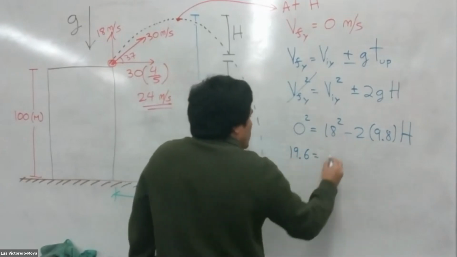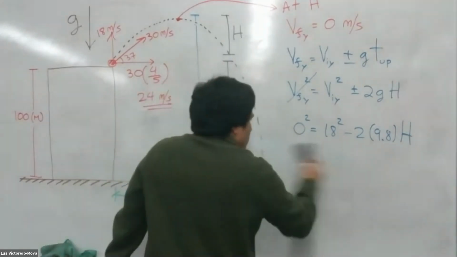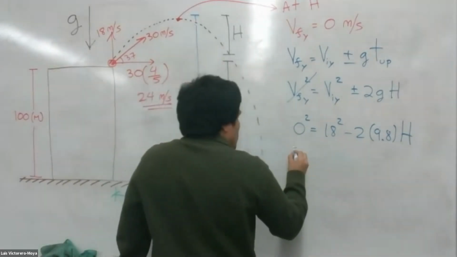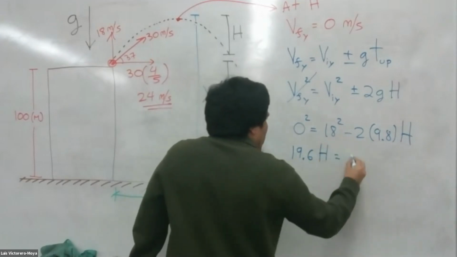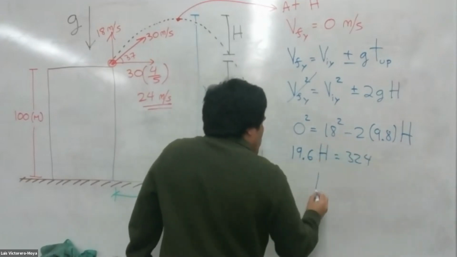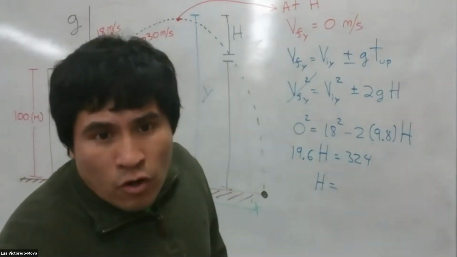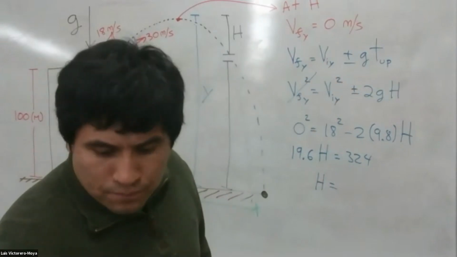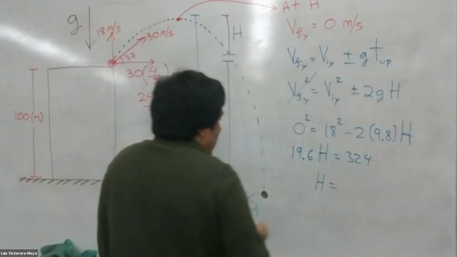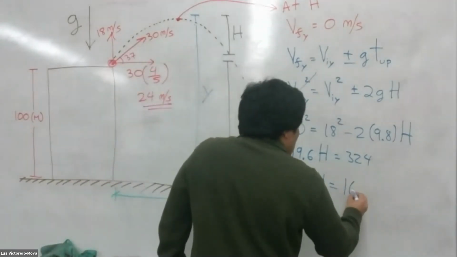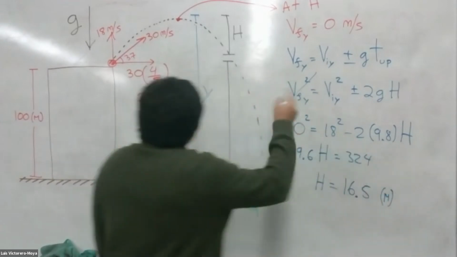19.6 H equals 18 squared, 324. So the value of H would be that divided by that, 324 divided by 19.6. I get 16.5. Yep. 16.5 meters. So it went up all that.